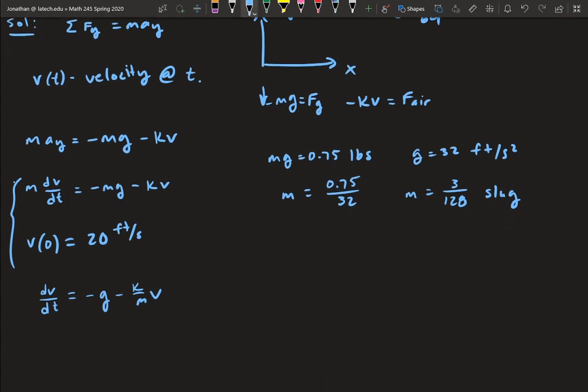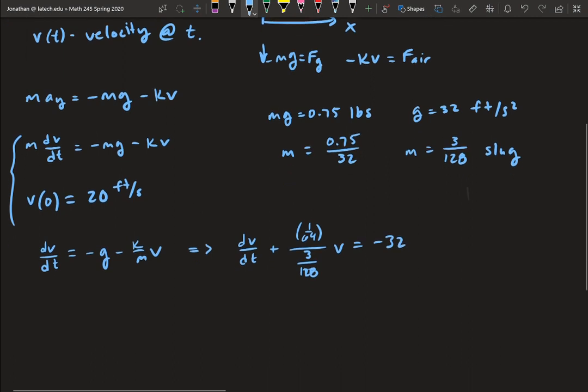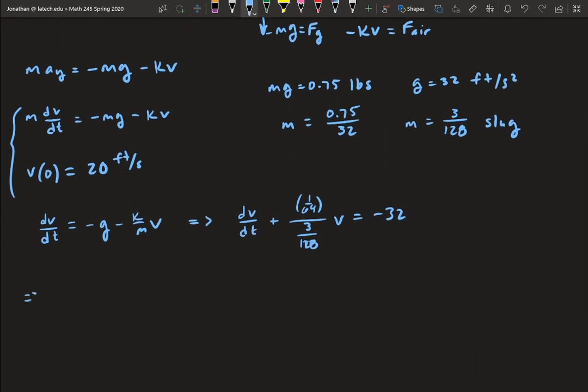So what I'm going to do is substitute in. I'm going to say that dv/dt plus k over m, well that's going to be 1 over 64 over 3 over 128, v equals negative 32. So that's going to be the differential equation dv/dt plus 2/3 v equals negative 32.